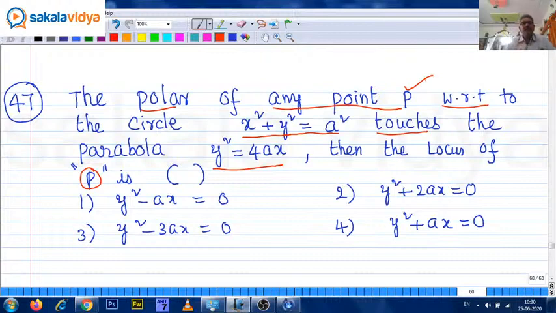What is the condition for tangency to the parabola? A is equal to cm. So first we need to find the polar equation with respect to the circle. There we need to find m, the slope of the line, and the intercept c. Substitute in the condition for tangency so that we get the locus of P. Can we proceed? Whatever I said, this is the strategy. This strategy we need to develop so that we can solve any problem.